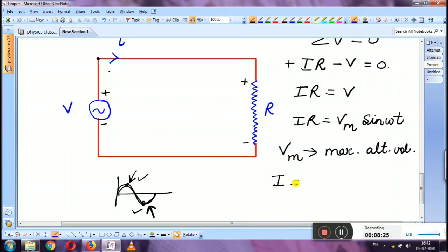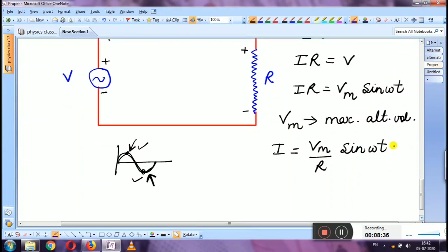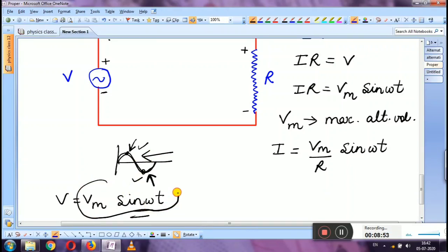From here, if you write the equation for I, then I can be written as Vm upon R sine omega t. You must also be thinking why in place of V I have written Vm sine omega t. Children, I have written like this because this is a sine function, and the equation of a sine function is this. If we write it for voltage, the equation of sine function will be Vm sin omega t.